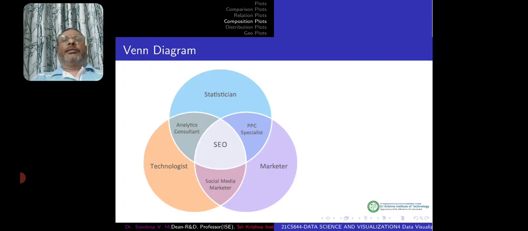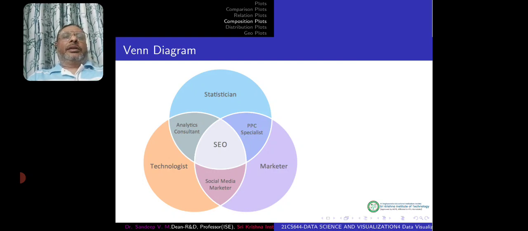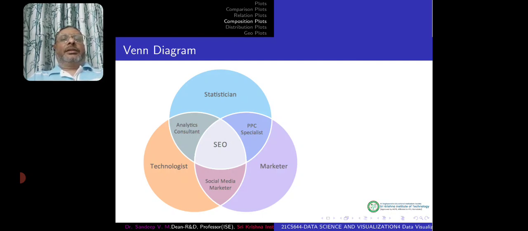So here is an example of a Venn diagram. We're talking about three features: one property called statistician, another property is technologist, and the third one is marketer. These are the three features we are talking about, and there is a role called analytics consultant. This one requires the knowledge of statistics as well as technical knowledge to play the role of analytics consultant.